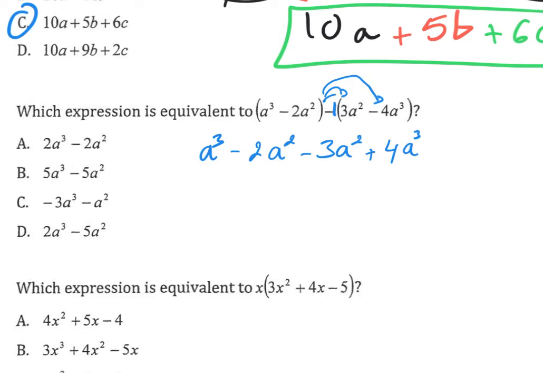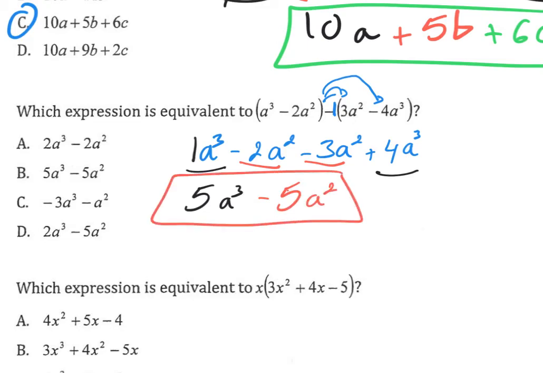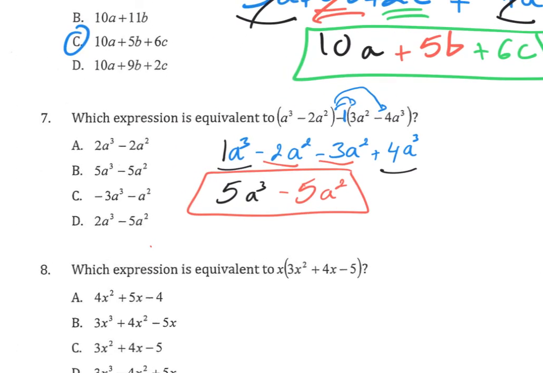And now we have to add like variables, so we get a to the third and 4a to the third. So it's 1a to the third plus 4a to the third. That will be 5a to the third. And the next one, we have to add -2a squared with -3a squared. It's like we're going to add 2 negative values, -2 and -3, which would be -5. That would be -5a squared, and that's going to be the final answer, right? And we can see it here. So the answer will be B.